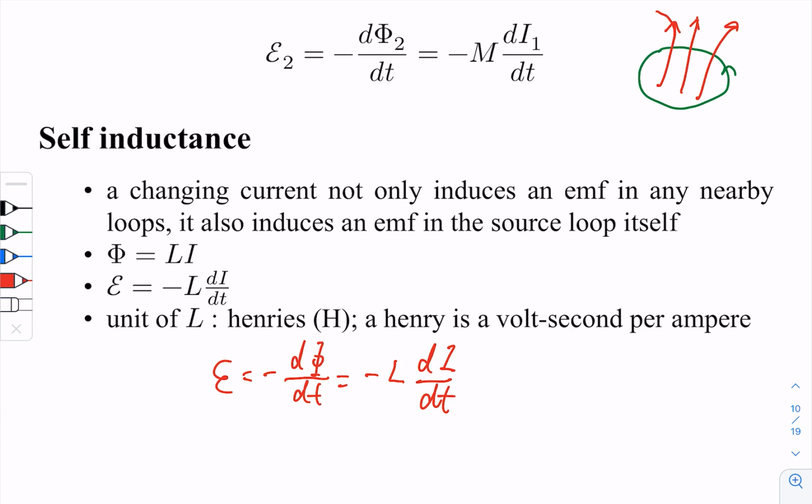The unit of L is defined as henries. Now if we look at what's on the left side, it's the voltage, and on the right hand side it's ampere per second. So if you move that to the left, that gives us second per ampere. So the total unit is volt second per ampere.